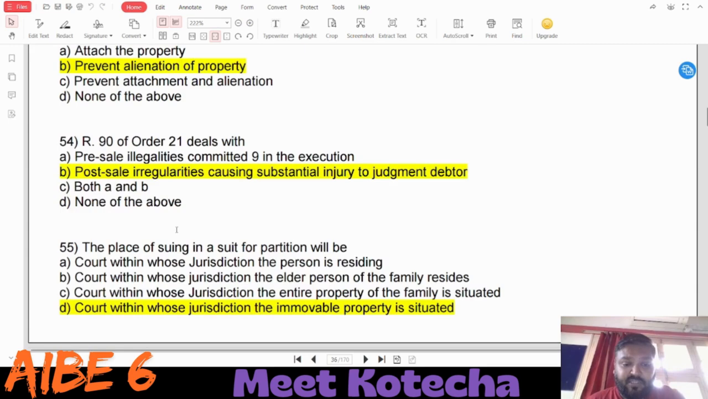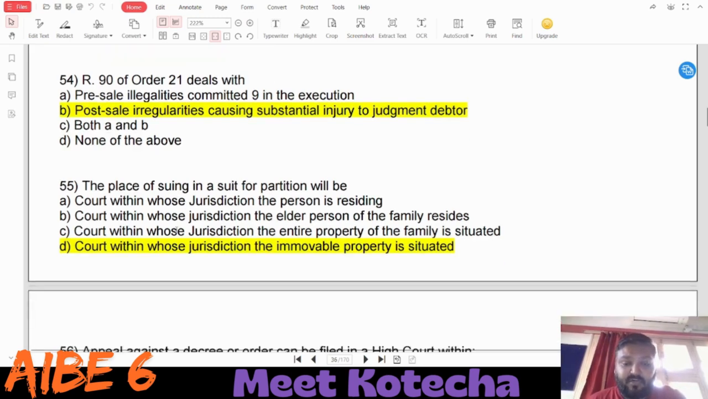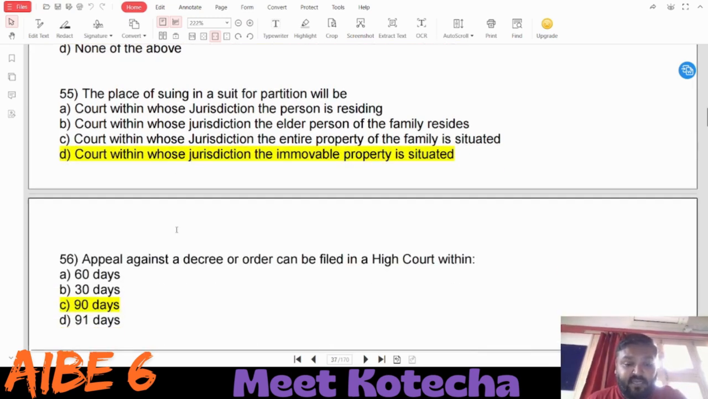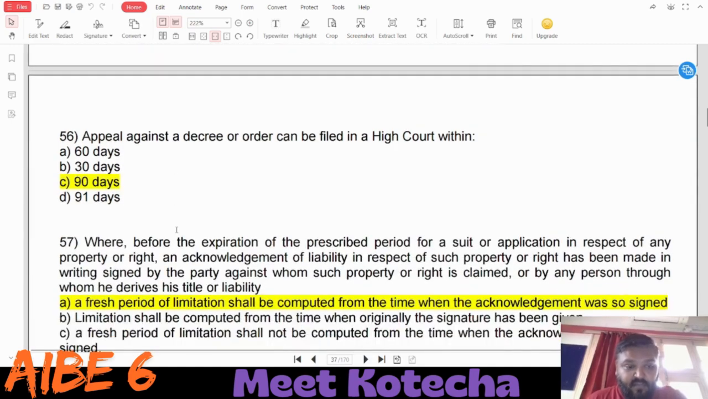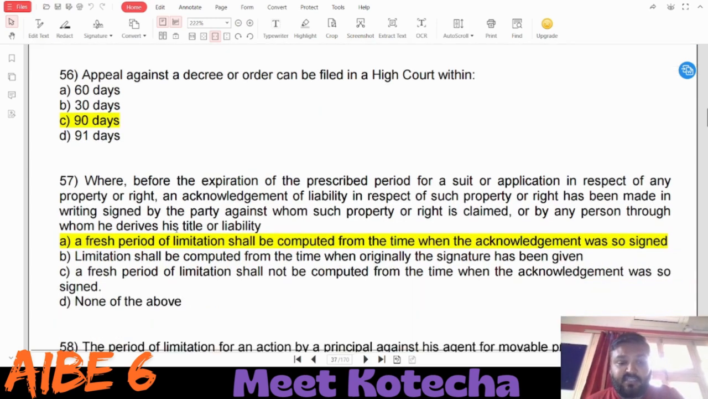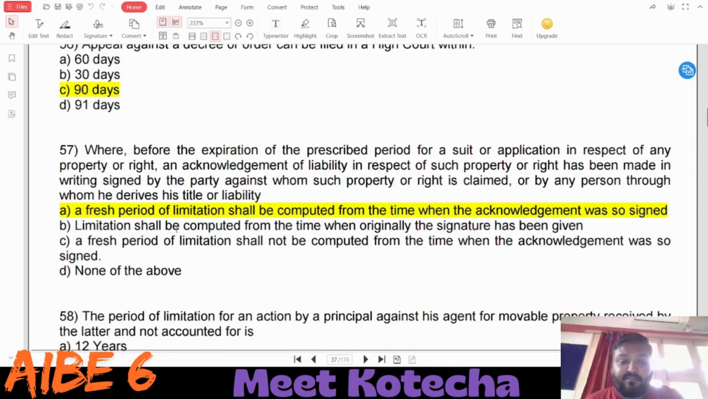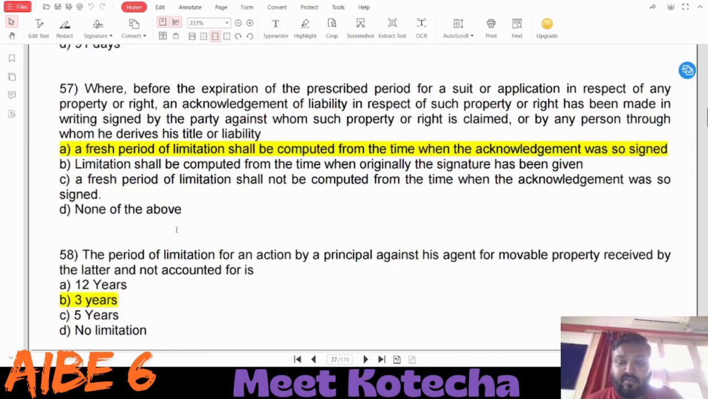The place of suing in a suit for partition will be the court within whose jurisdiction the immovable property is situated. An appeal against a decree or order can be filed in a high court within 90 days. Where before the expiration of the prescribed period for a suit or application in respect of property or right, an acknowledgement of liability in respect of such property or right has been made in writing signed by the party against whom such property or right is claimed, or by any person through whom he derives his title or liability, a fresh period of limitation shall be computed from the time when the acknowledgement was signed.